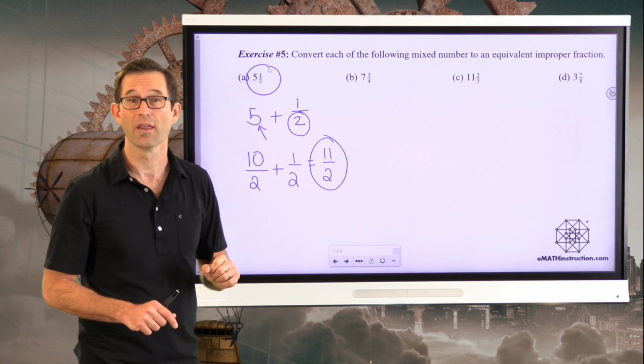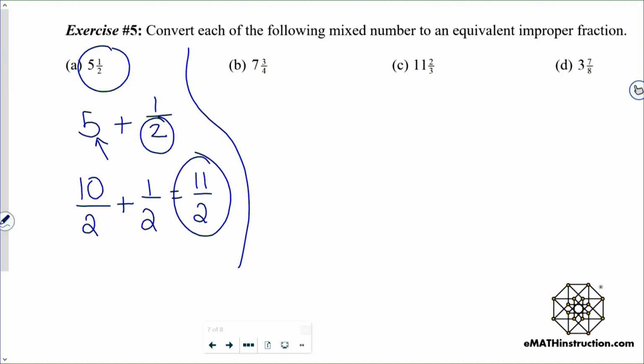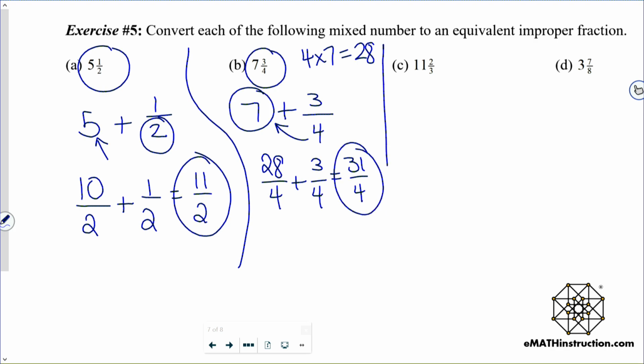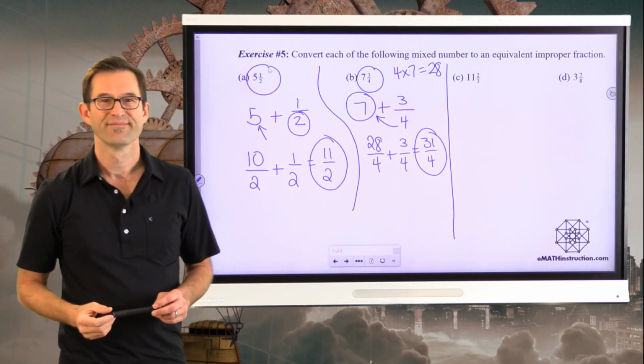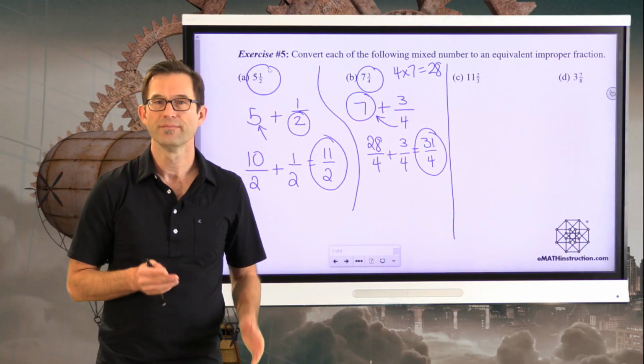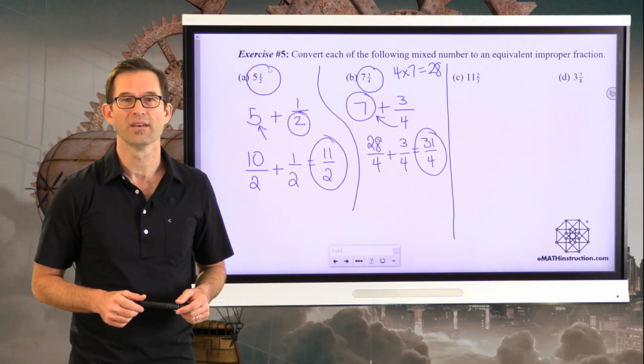Let's do another one together in letter B. In letter B, I have 7 3/4. So that's the same as 7 plus 3/4. And again, I want to know, well, how many fourths does the number 7 represent? Well, 4 times 7 is 28. So 7 represents 28 fourths. Plus the 3/4 gives me 31 fourths as the improper fraction. All right, I'd like you to get a little bit of practice with this on letter C and letter D. Pause the video now and take as much time as you need.